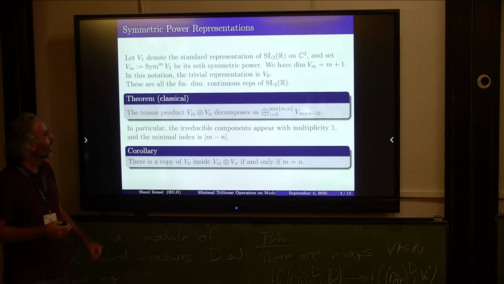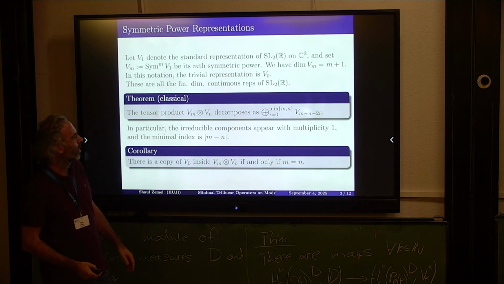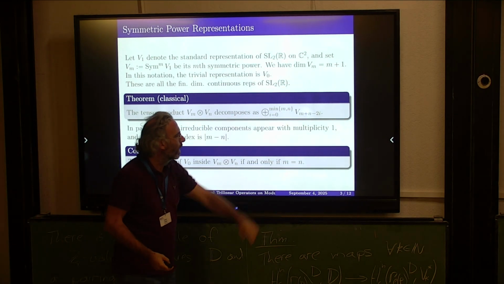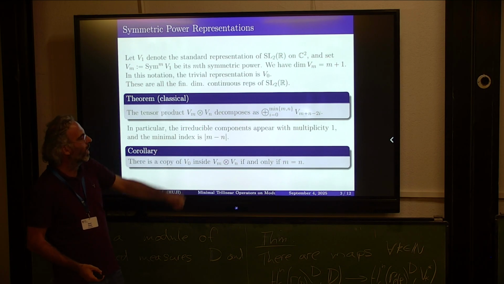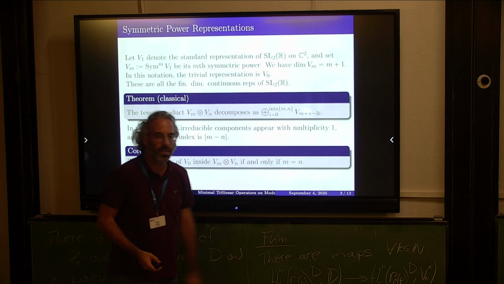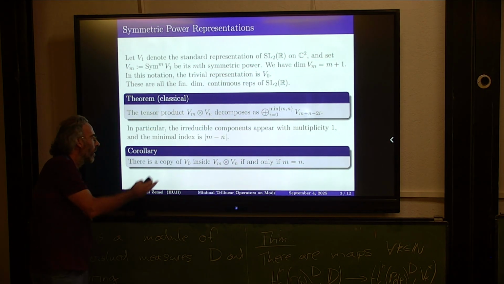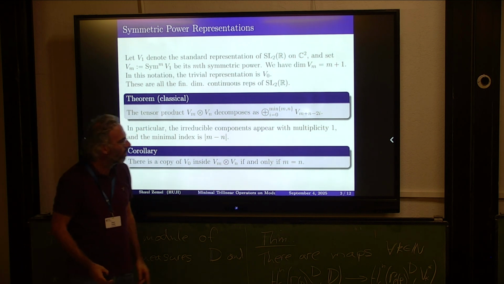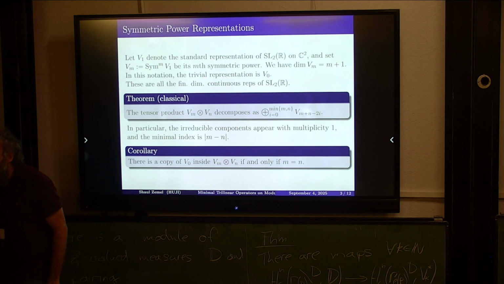So first, some technical results about this. It is very well known that the tensor product of two such things is a direct sum with multiplicity 1. You start with the sum of the weights and you subtract 2 to get the next one, until you get the minimal one. An immediate corollary is that this tensor product contains the trivial representation V0 if and only if the m and the n are the same.